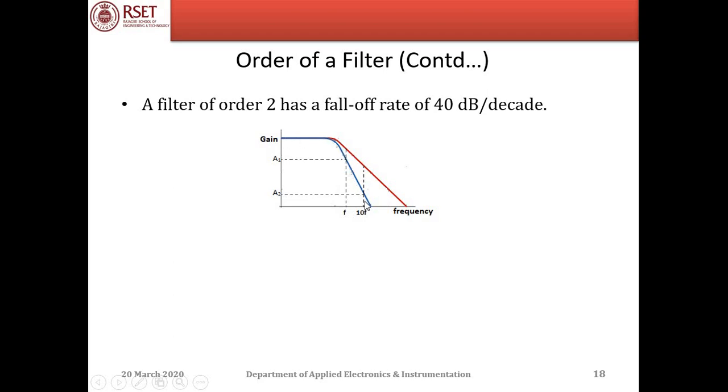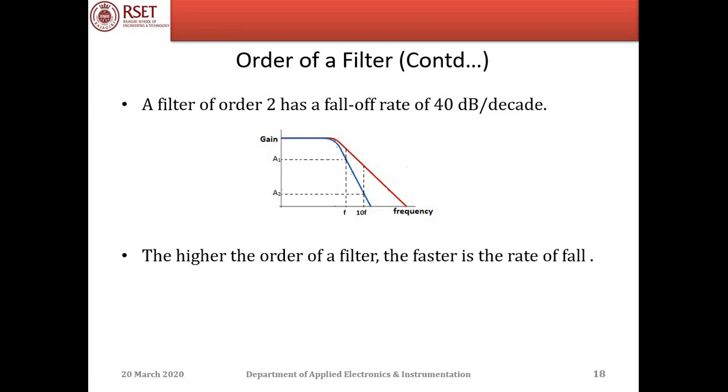Consider the blue curve, which is the frequency response of a filter of order 2. Now there is a decade change in frequency, that is, the frequency changes from f to 10f. While this happens, the gain changes from A1 to A2, and the difference between A1 and A2 would be 40 dB. That is what we mean when we say a filter of order 2 has a fall off rate of 40 dB per decade.